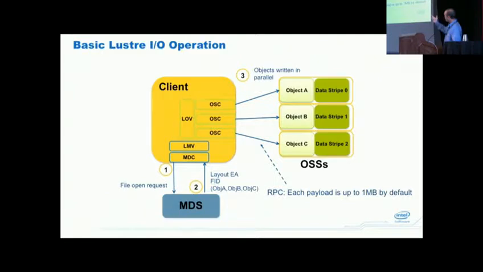Then based on that, you have object storage clients on your client, and they can talk in parallel to the different OSS servers and targets. The unit that the clients use to talk to the object storage targets is RPCs. And each payload, by default, is 1 megabyte. We all know that we can go larger now, but that's not going to factor into this talk.